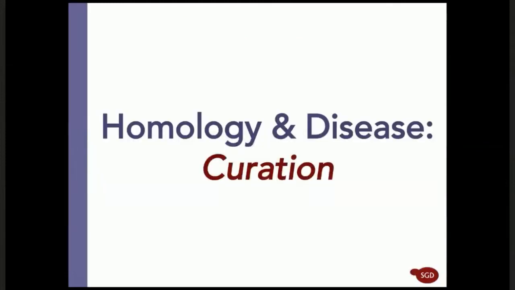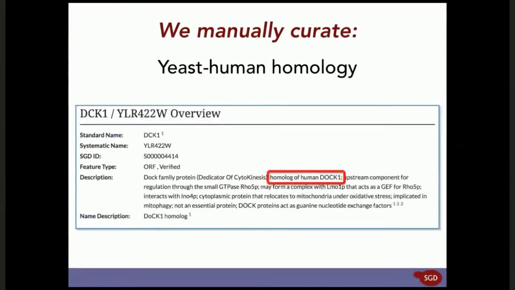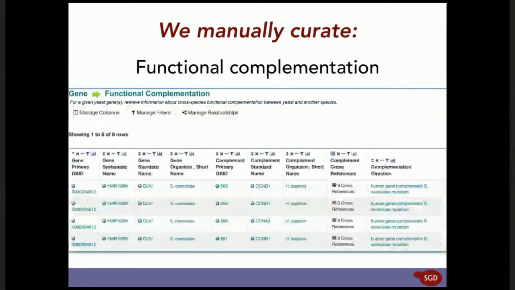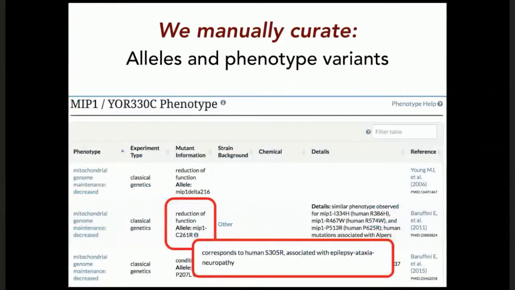So let's get started by quickly going over the kinds of homology and disease data we currently curate. Currently, the areas we're focused on and the information you can expect to find at SGD are yeast-human homologs, disease associations in the human homologs, if any, functional complementation relationships between human and yeast genes, where a human gene rescues a mutation in S. cerevisiae or vice versa, and lastly, alleles and phenotype variants. If a mutant yeast allele or phenotype is related to a disease-causing mutation or a disease phenotype in the human homolog, we indicate this in our phenotype summary pages.